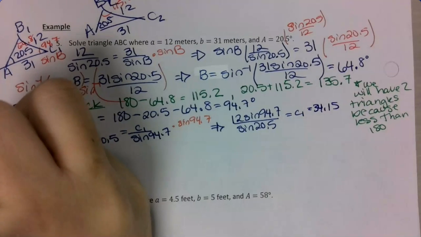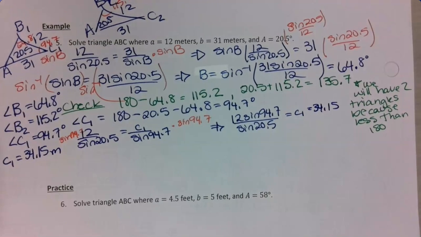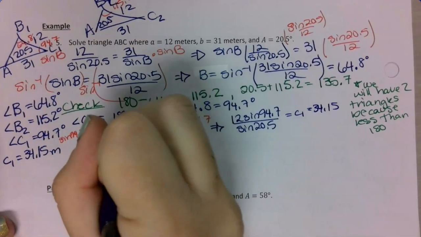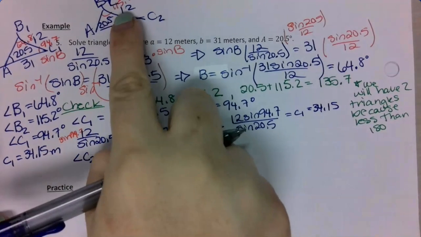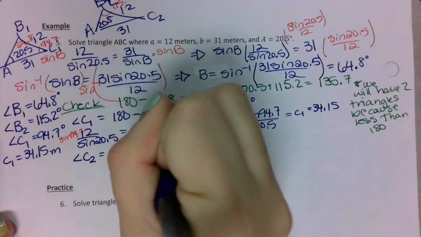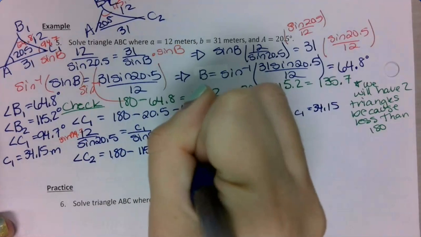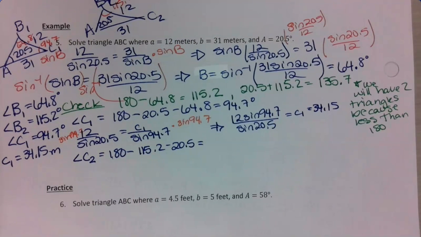And then this problem gave me units, so I just want to make sure I include those. So that was measured in meters. Okay, what else do I still need to find? Okay, so I need to first start off by finding my angle for C2. So that's going to be 180 minus the 115.2, and then the angle that was given, which was the 20.5. Okay, so this one's the 44.3.